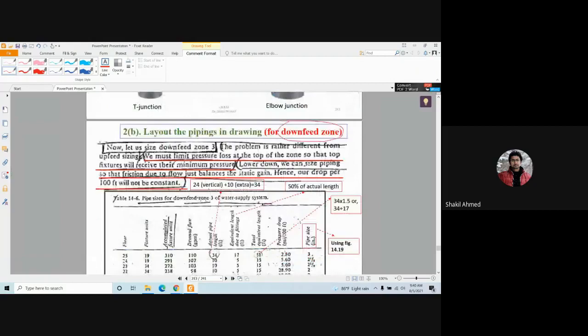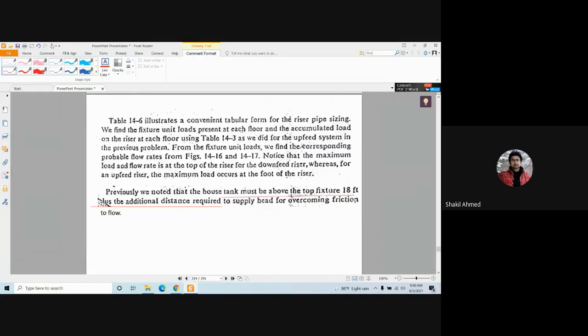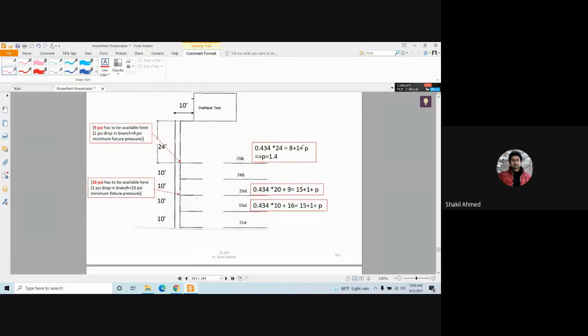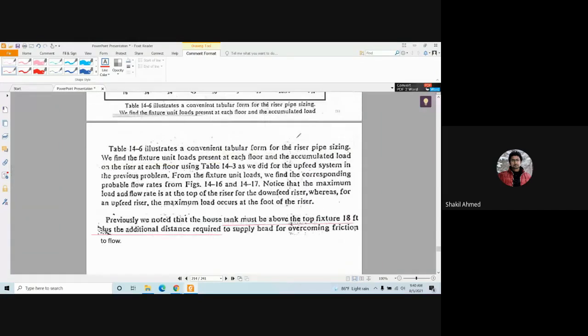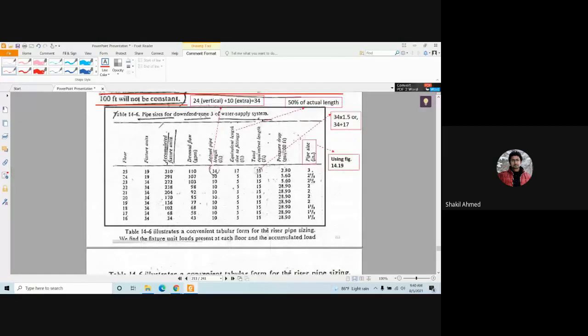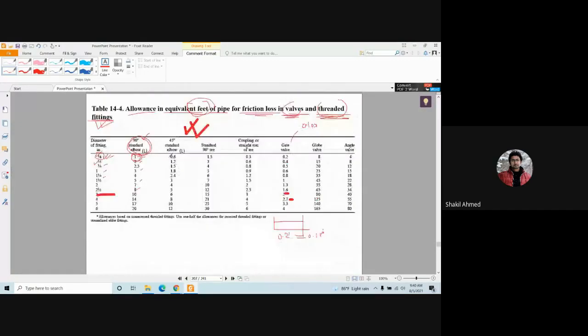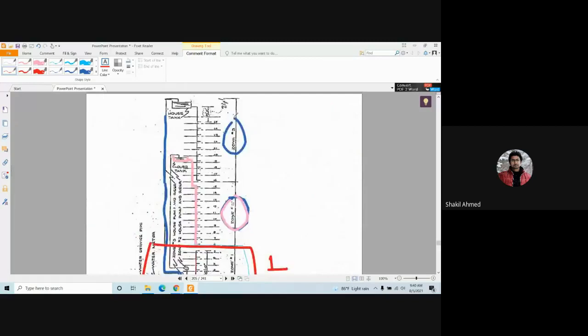Now, same basic principle. Let's determine the pipe sizing for the downfeed zone. Let's start with zone 3, that means this zone.